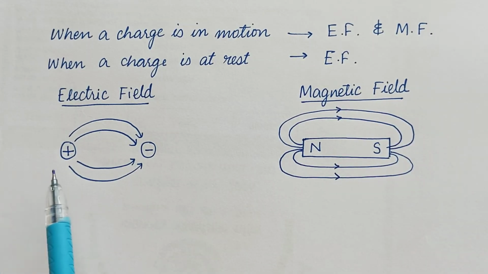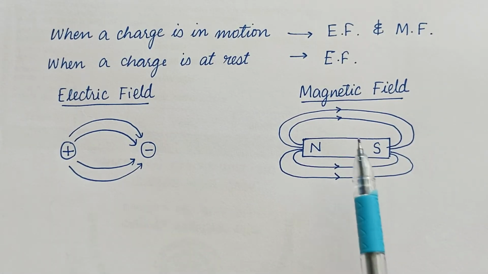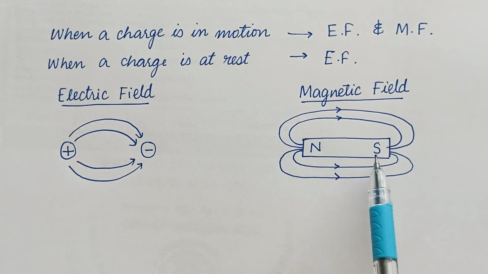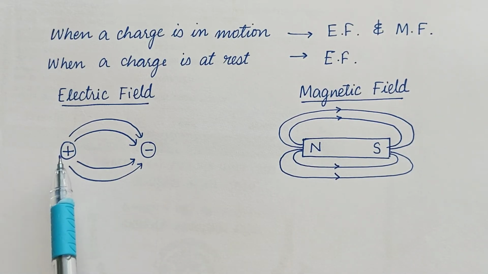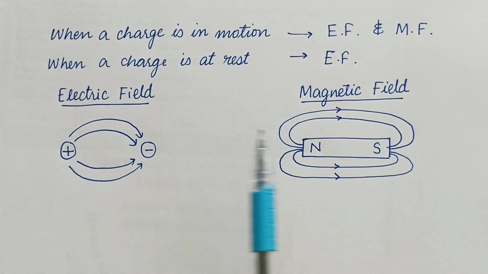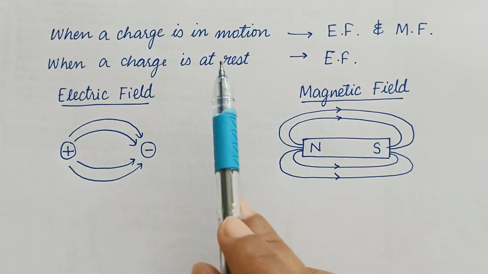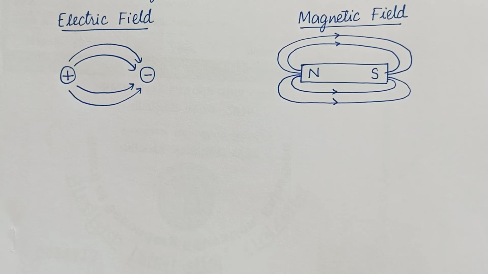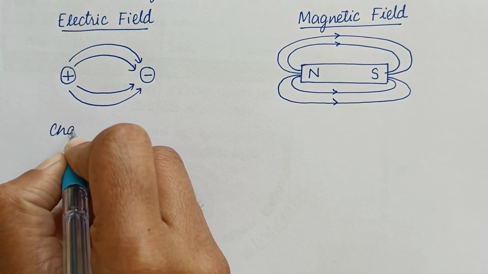So electric field is produced by the point charges, while the magnetic field is created in the magnets, which flows from north to south, and in case of electric field, it flows from positive to negative. So when the charge is in motion, it produces both electric and magnetic field, while when it is at rest, then only electric field.